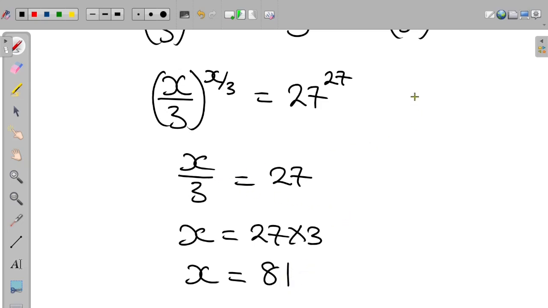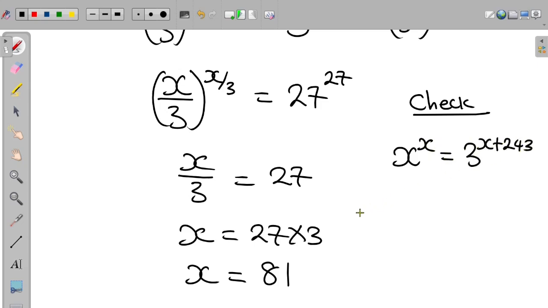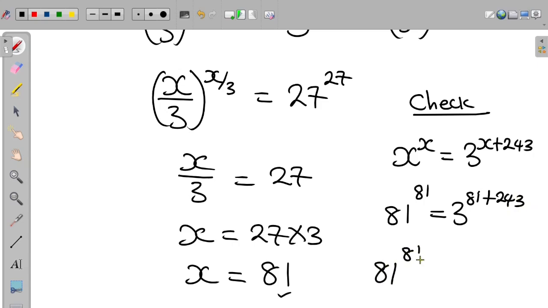Now, at this point, let's check if our answer is correct. Recall that we are given that x raised to the power of x is equal to 3 raised to the power of x plus 243. Now, the value of x is 81. So we have that 81 to the power of 81 is equal to 3 raised to the power of 81 plus 243. 81 plus 243 is equal to 324.